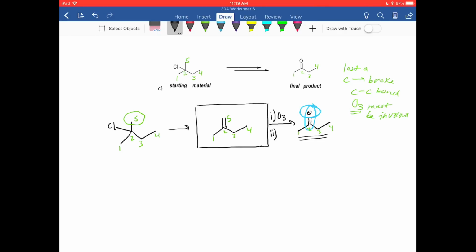And step 3, now we have to pick an oxidative or reductive workup. Now notice here, because we're forming a ketone as a product, it actually doesn't matter which workup we choose. So let's just pick one. Let's use dimethyl sulfide, but oxidative workup would work fine here.